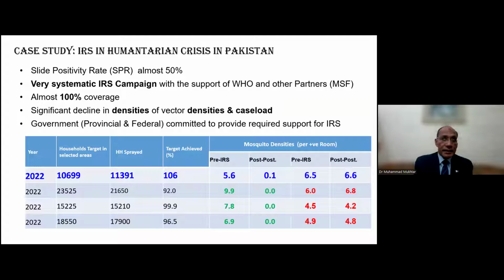You can see there are certain selected areas where 100% coverage was given, and if you look at the last column, where the mosquito density per positive house was shown, before the IRS it was 5.6, 9.9, 7.8, but after this systematic IRS, there was a significant decline in the vector densities. And after further analysis of the data, there was a sharp decline of the cases. Next, please.